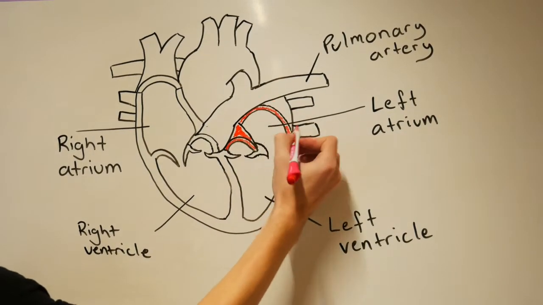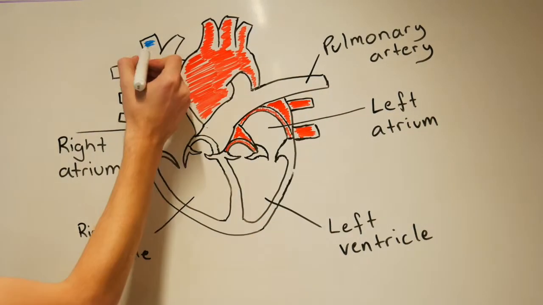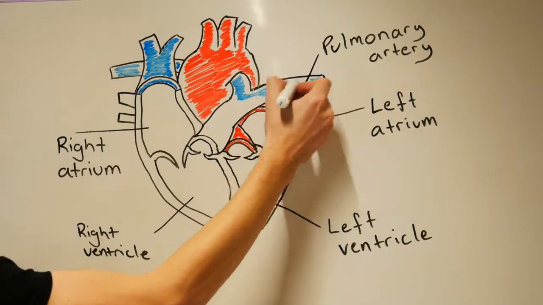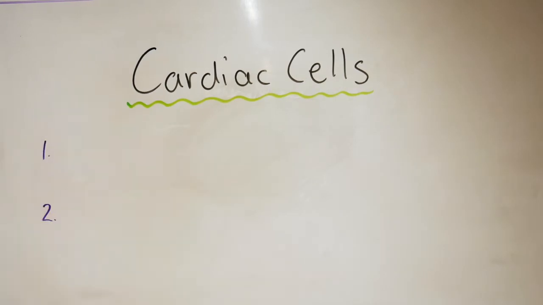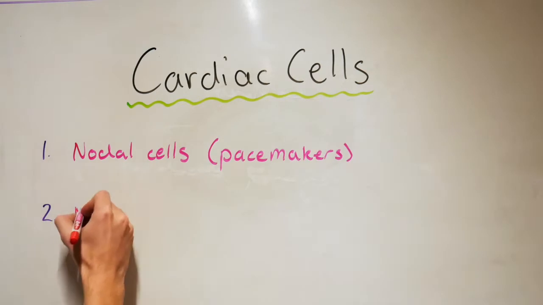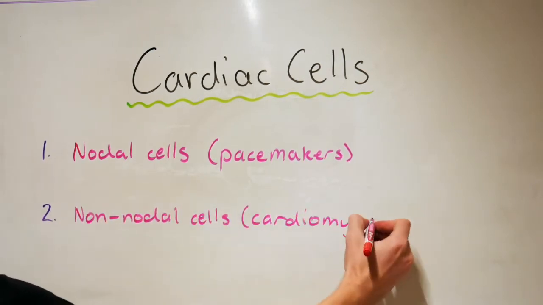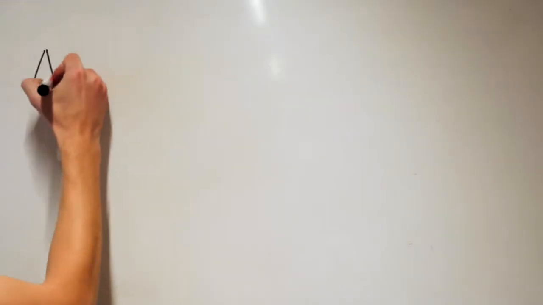Electrical impulses are relayed from the sinoatrial node to the atrioventricular node down to the Purkinje fibers, causing the heart to contract. There are 2 types of cardiac cells. The first are nodal cells, which are pacemaker cells that generate their own action potentials. The second are non-nodal cells, which are cardiomyocytes such as atrial and ventricular myocytes or Purkinje tissue.